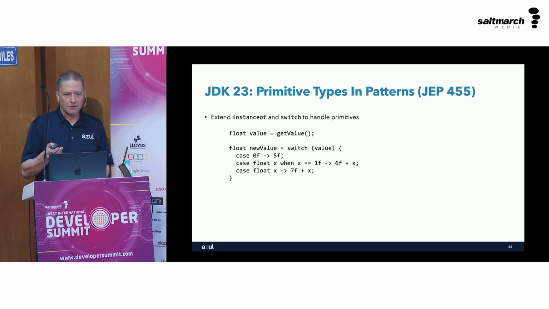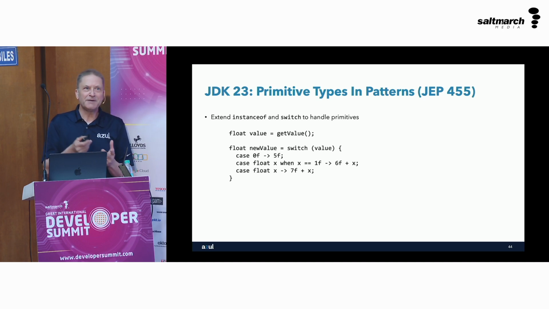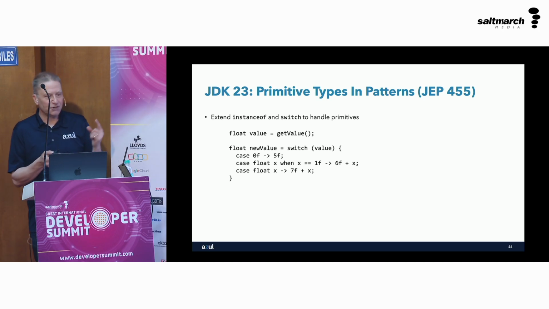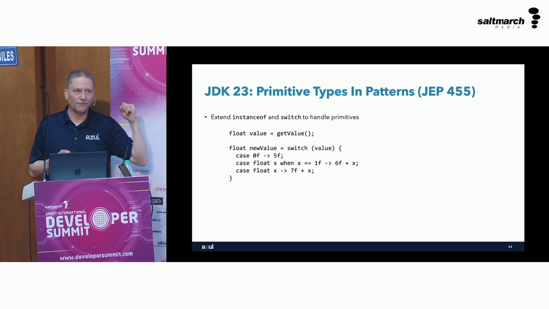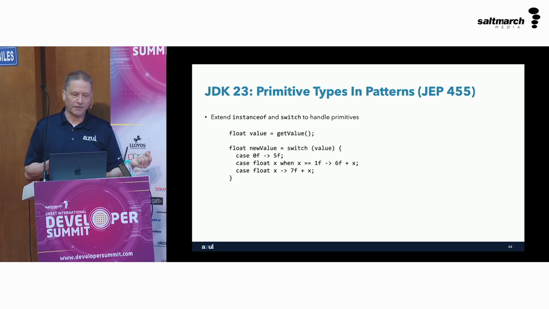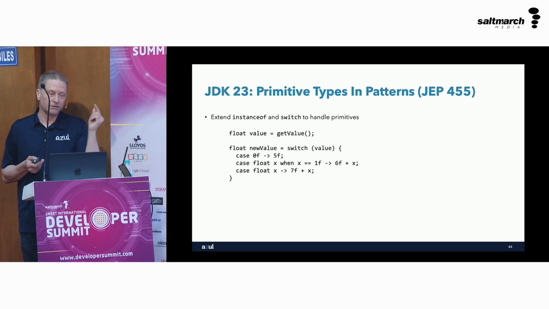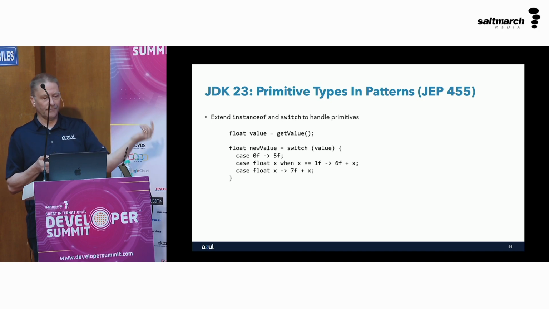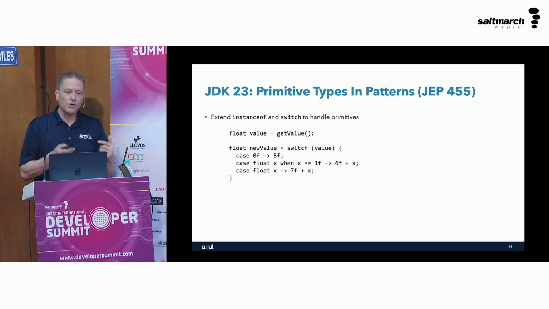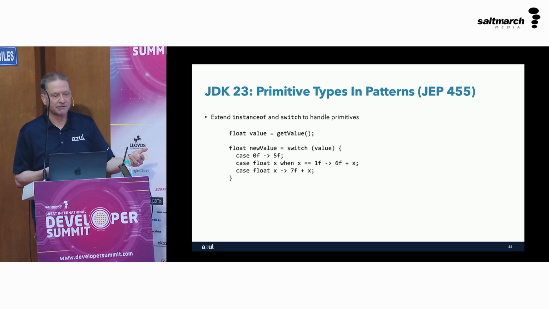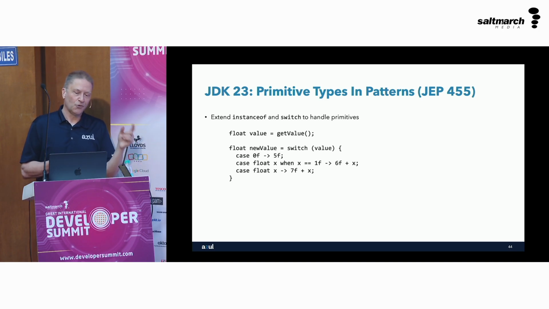So this can get complicated. You need to be careful about how you use it, because you can do things like this. We've got a value of type float. We're going to switch on that float, and we're going to switch on the value. And then we can say, okay, case where we have a constant 0f, then we want to return 5f. But then we also want to have a situation where we've got a float, but we're going to have a guard added to that. So we'll say, if it's a float, when x equals 1f, then return 6f plus x.